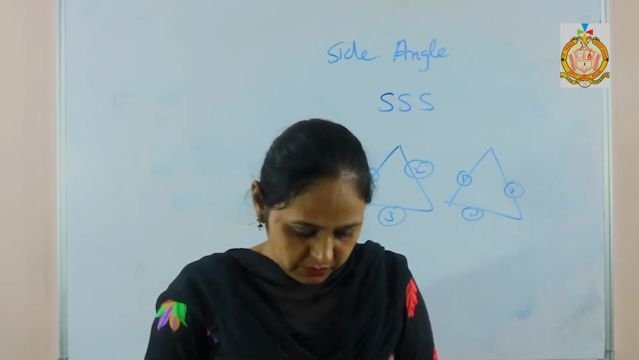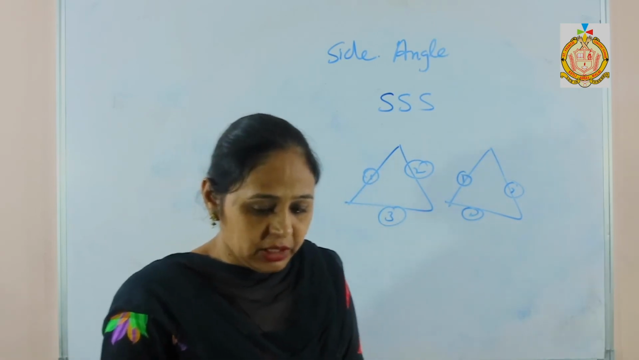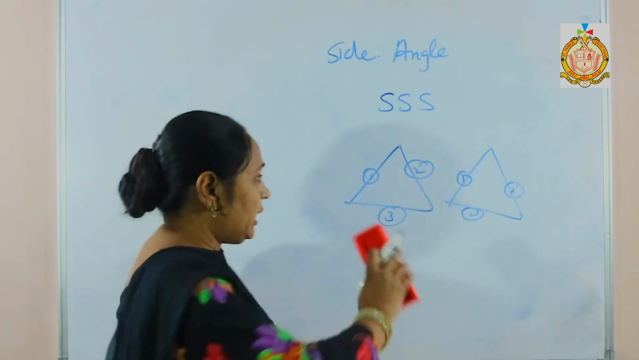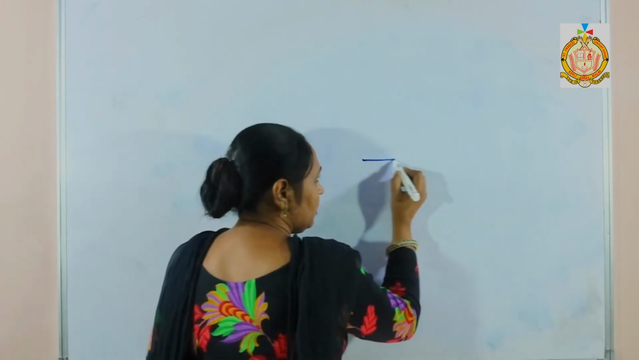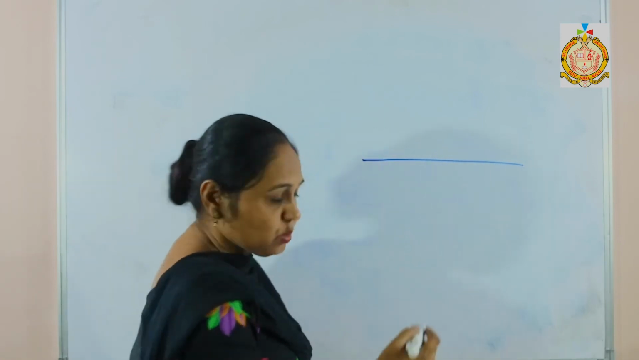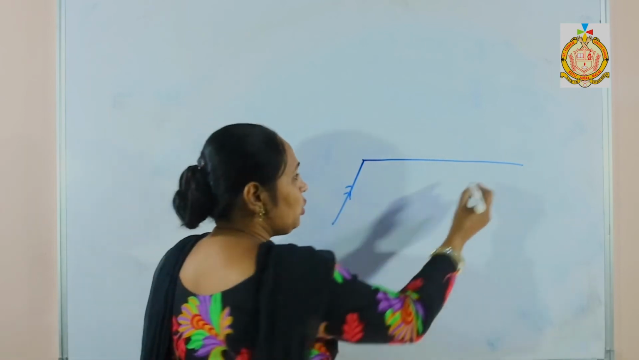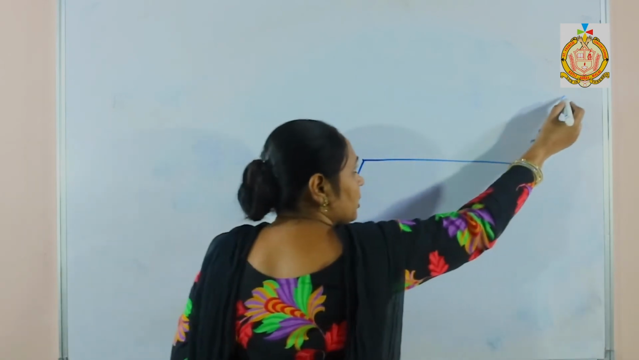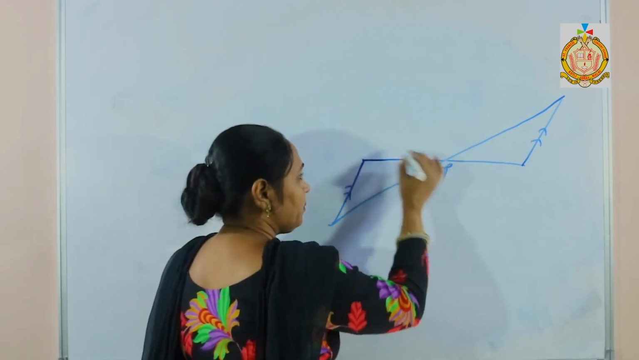Now, in your exercise, in the first sum: in the given figure below, straight lines AB and CD intersect at point P. The figure is given, I am drawing that figure. If you learn the concept, then the sum will be easy. Without the concept, you can't solve any sum. Now there are arrows given. That means this line is parallel to this line, because these arrows represent parallel lines. Then this is the intersecting line and this point is given as P.